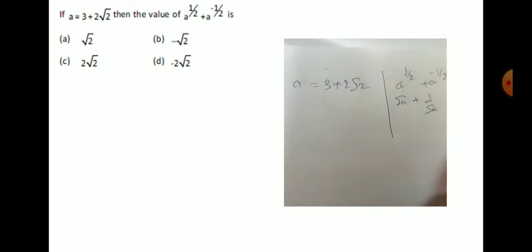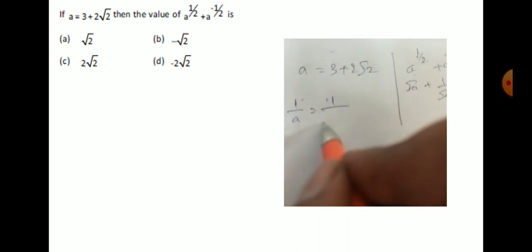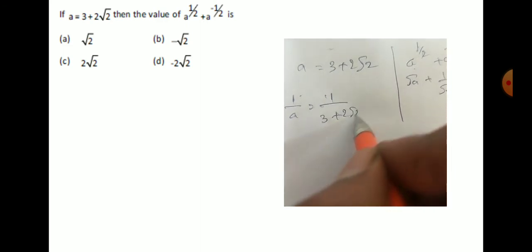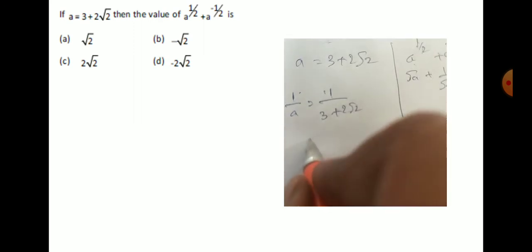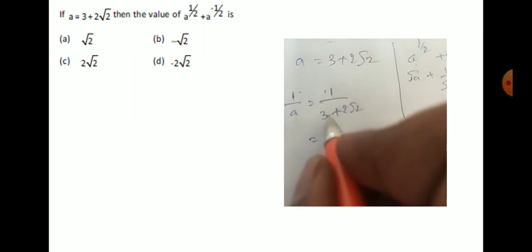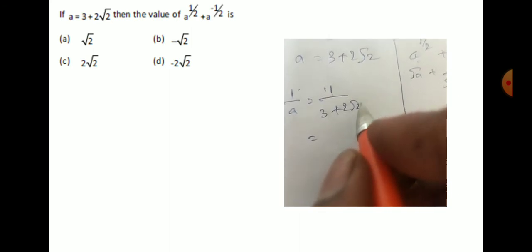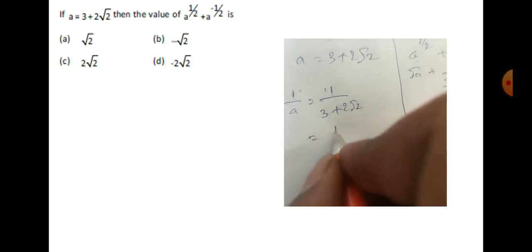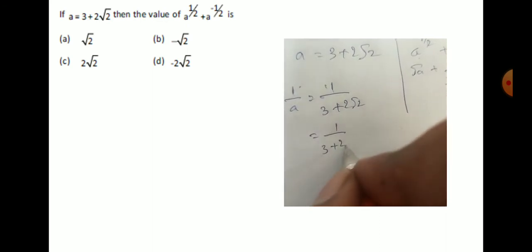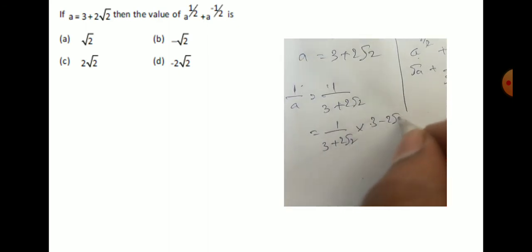Okay, do one thing. This is a small trick. Take the 1 by a value. 1 by a is nothing but 1 over 3 plus 2 root 2. Since it is a surd in the denominator, you have to multiply with the conjugate. The conjugate is 3 minus 2 root 2. You multiply and divide by 3 minus 2 root 2. What is that? 1 divided by 3 plus 2 root 2 into 3 minus 2 root 2 divided by 3 minus 2 root 2.